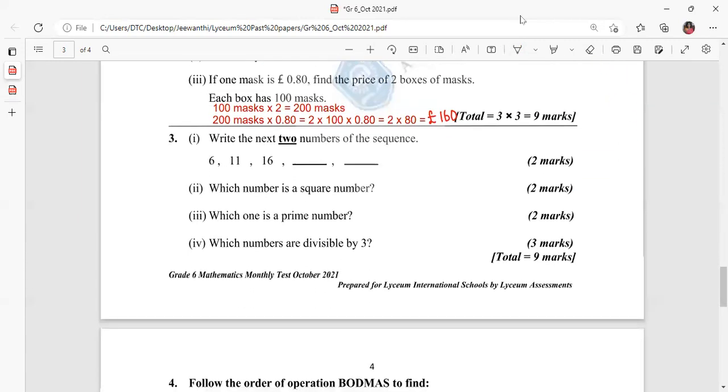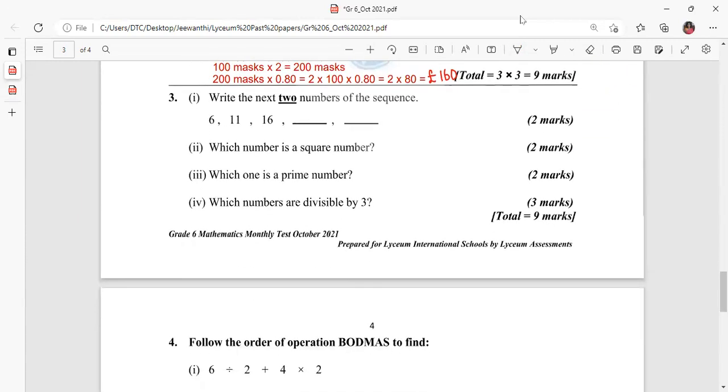So then we'll move to the next one. Write the next 2 numbers of the sequence. Before writing the next 2 numbers, children, first of all, you want to identify what they have done. 6 plus 5, right? So then 11 plus 5.